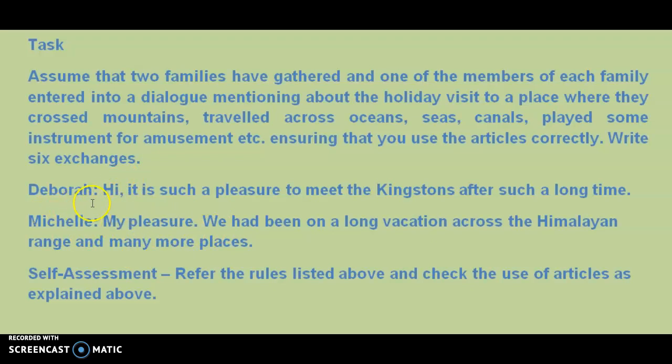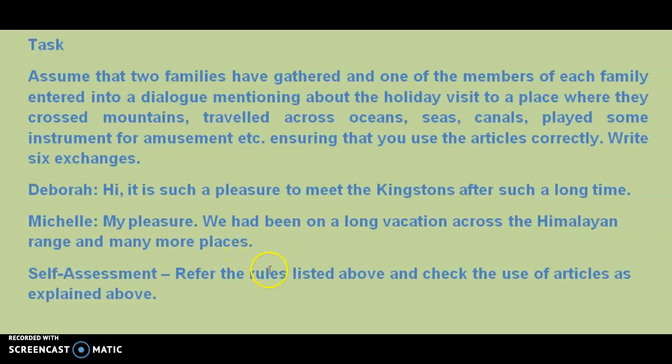Example, let me read out. Deborah: Hi, it is such a pleasure to meet the Kingstons after such a long time. Over here, the Kingstons is the name of the family or family members. Michelle: My pleasure. We had been on a long vacation across the Himalayas range and many more places.